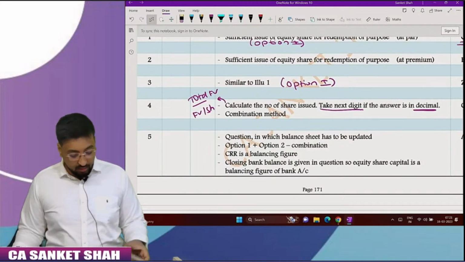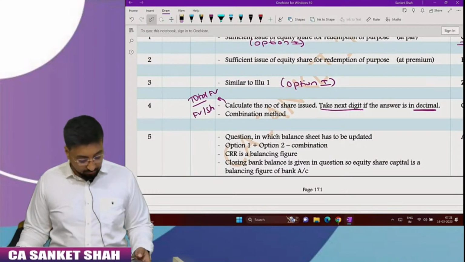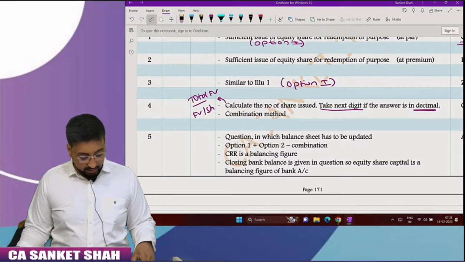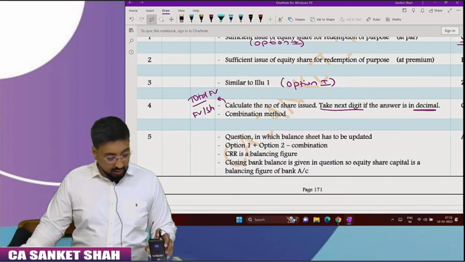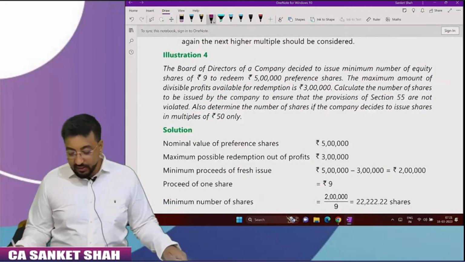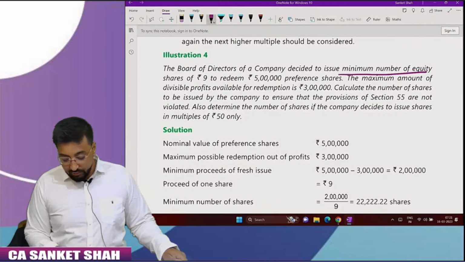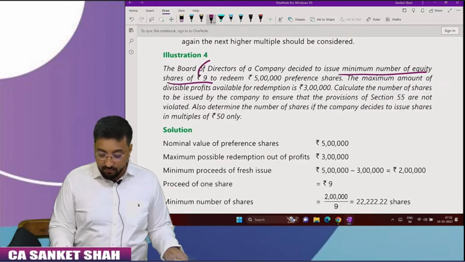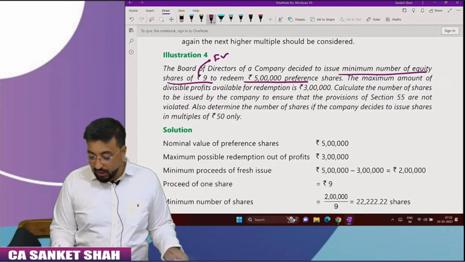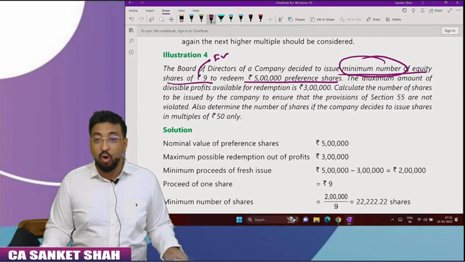So sir, how are we going to calculate this? Calculate the number of shares to be issued. Okay, so calculate number of shares to be issued in this question. So chalo, the board of directors of the company decided to issue minimum number of equity shares of rupees 9 each, so 9 each is the face value, to redeem rupees 5 lakhs preference shares. The minimum number of equity shares. So this is a combination problem. Okay, this is CRR, first we are going to create.